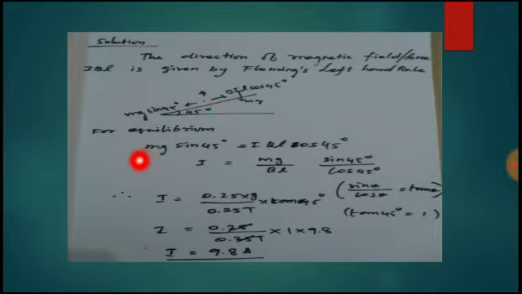are equal. Now, that's why mg sine 45 degree is equal to IBL cos 45 degree. That is, the downward force is equalized by the upward force. Therefore, from this one I am taking I is equal to mg divided by BL, sine 45 degree divided by cos 45 degree. Here sine theta divided by cos theta is equal to tan theta. Tan 45 is equal to 1. That's why I am substituting the values.